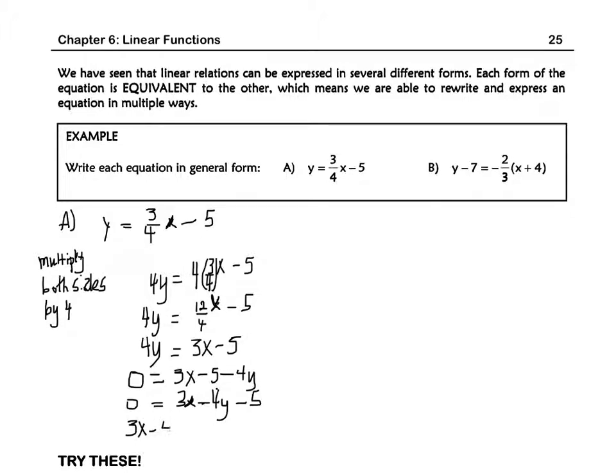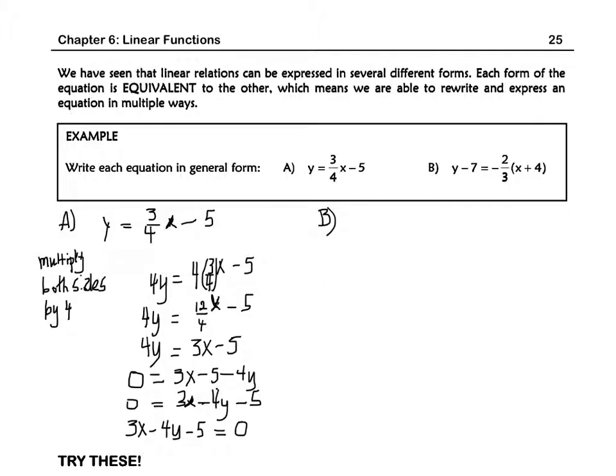3x minus 4y. We're not really bringing it all to the other side because we're keeping the signs the same, we're just turning the equation around, so that it looks more like the general form. That was on the last page.